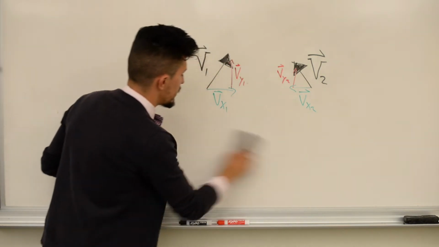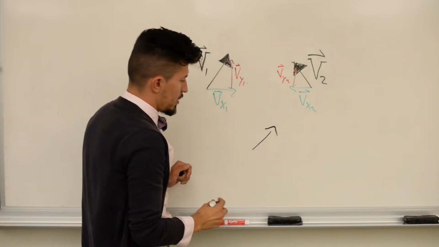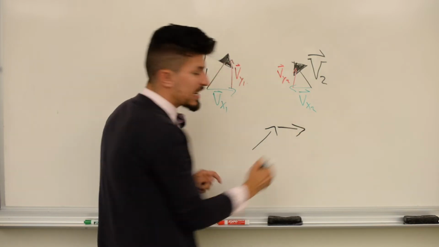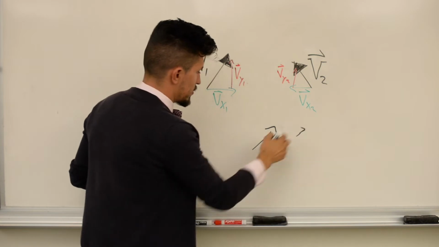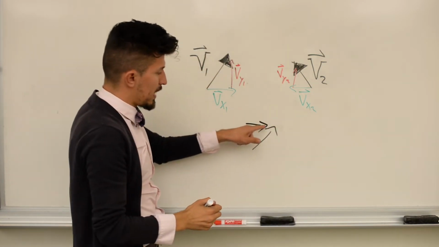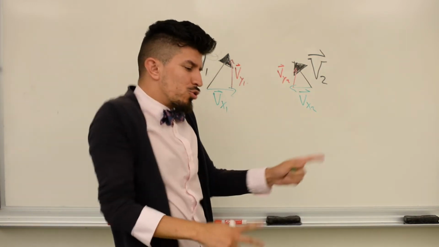For example, let me erase this. If I have a vector pointing this way, and if I have another vector like this, that is legal. You can do that. But you cannot do this, because now you have the head and the head touching. That's not right.